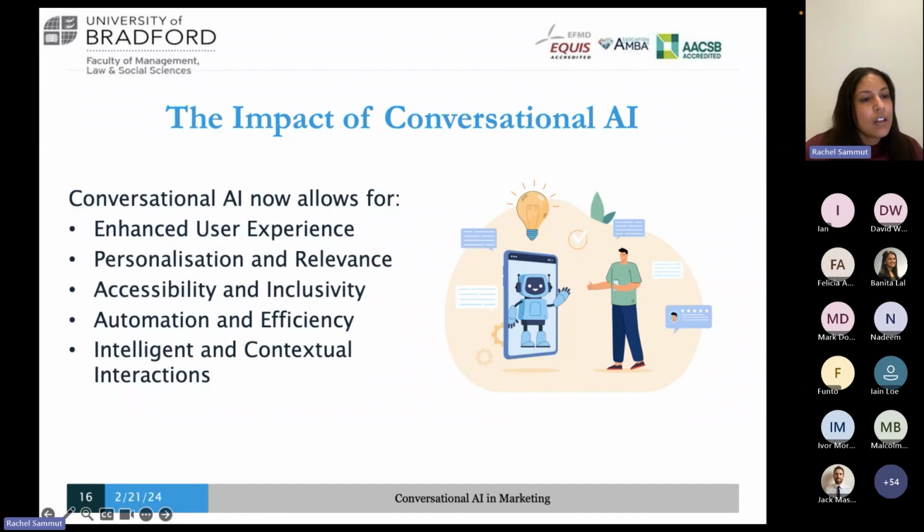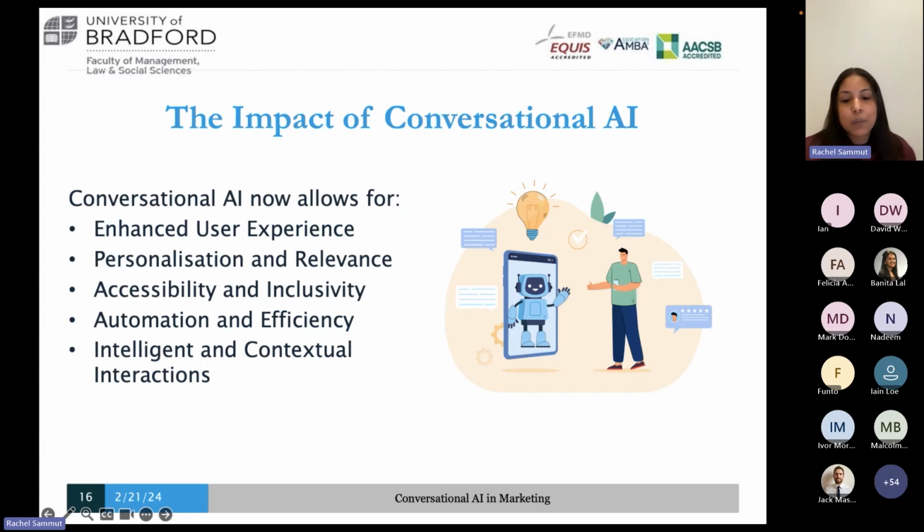Now, there's also automation and efficiency. Conversational AI can help to automate repetitive tasks, as I've mentioned before. And they really just offer marketers the chance to focus their efforts and their budget in other areas, because conversational AI can really help take away some of the brunt of repetitive tasks and processes, and can help free up time for users to focus on more meaningful activities, but also for marketers to focus on more meaningful activities.